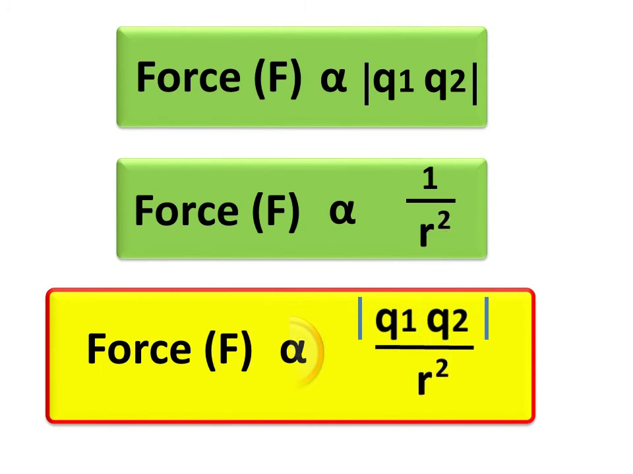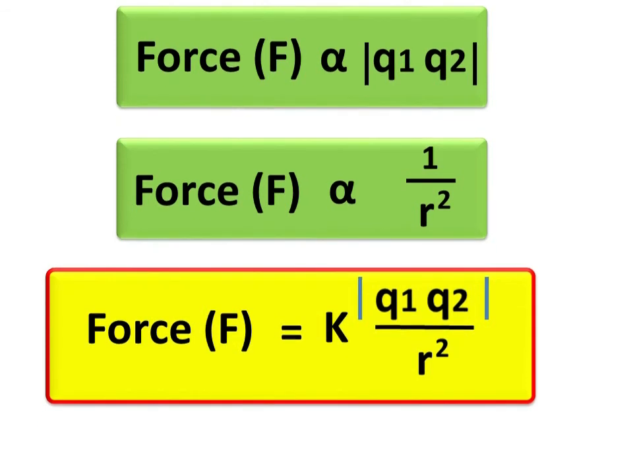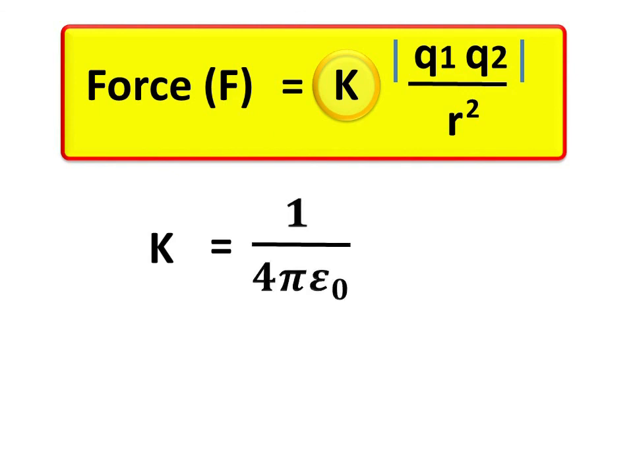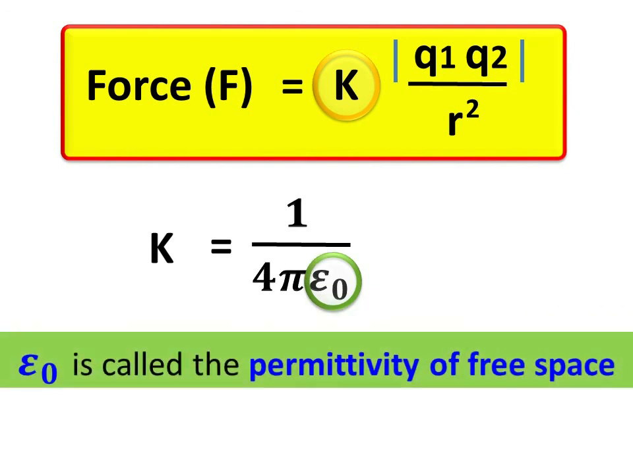To remove the proportionality symbol, we have to introduce the constant K. The value of K is equal to 1 divided by 4 pi epsilon naught, and epsilon naught is called the permittivity of free space.